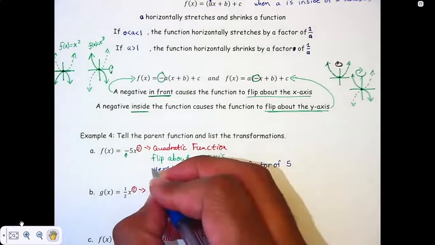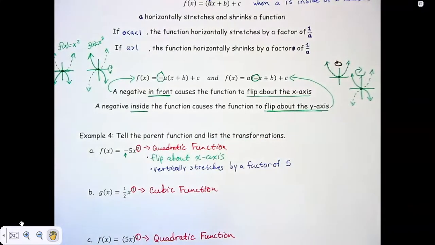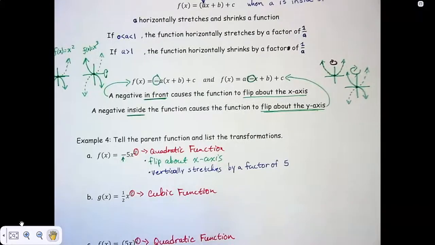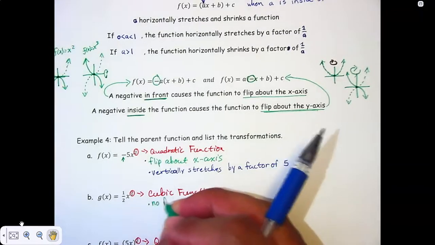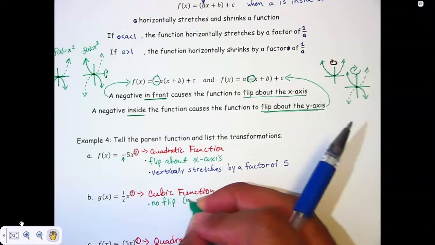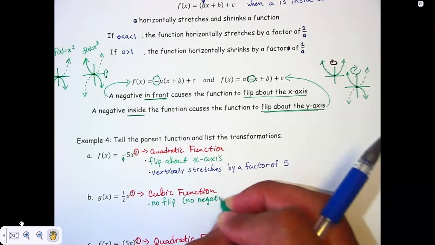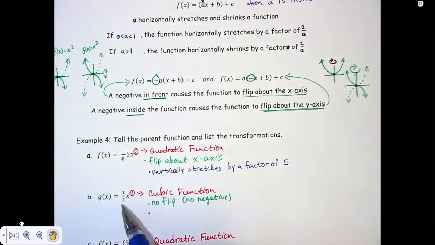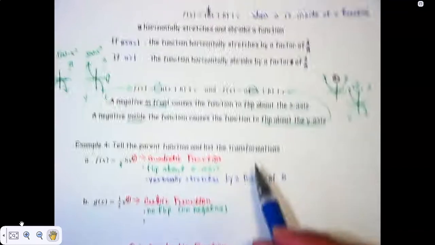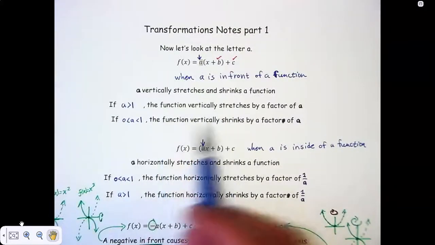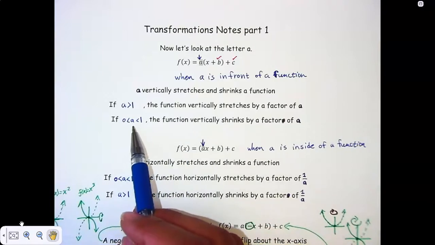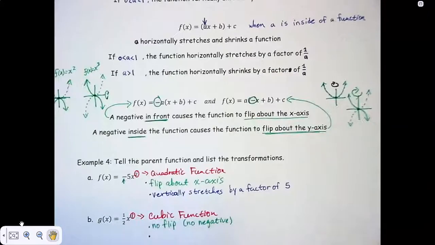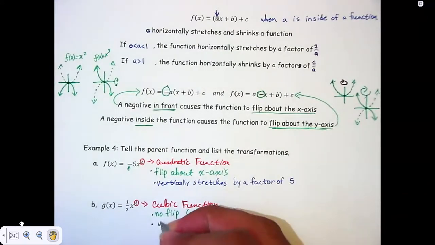When it comes to here, it's a 5, and it's in front of the x. Same thing is happening here. There's no flip, so we don't have to worry about that part. No flip, because there's no negative. Then we have that 1/2 in front of the function. If it's again in front of the function, that means between 0 and 1. 1/2 is between 0 and 1. That means it's going to be a vertical shrink by a factor of 1/2.